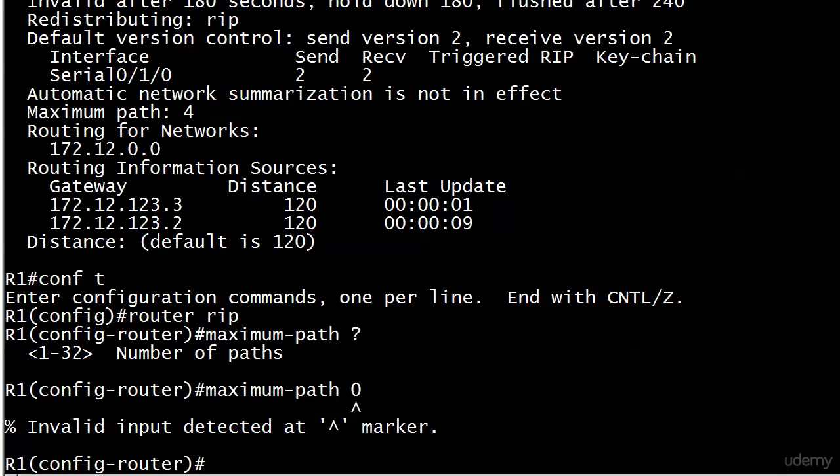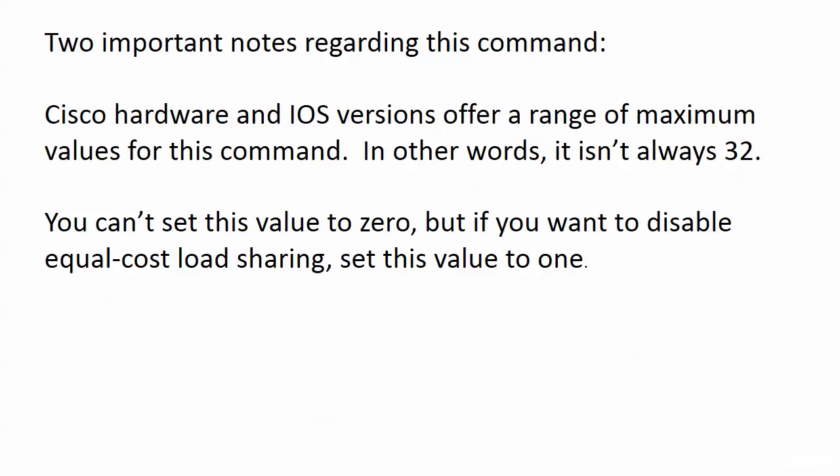Now, just a couple of words here before we start testing that load balancing, and it's about the maximum path command. Cisco hardware, different IOS versions, they offer a range of maximum values for the maximum path command. You'll never be able to set it to 0, but the maximum is not always going to be 32. That's more of a real world thing. I just want you to know that because I don't want you to be on another router model thinking, wait a minute, this is 16 and this one's 64. What's going on? It's not always going to be 32. Again, I just put a note on the board, something I mentioned while we were there. If you want to disable equal cost load sharing for any reason, just go ahead and set that value to 1.